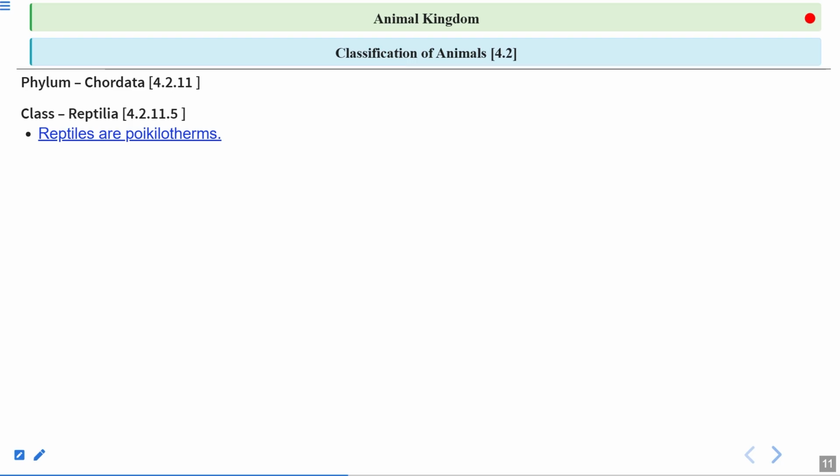Reptiles are poikilotherms. So this is a very, very important term. It means the animals whose body temperature fluctuates with the surrounding. It is not static. As there is a fluctuation of temperature in the surrounding, similarly, we see there is a fluctuation of temperature in the organism as well. So they are considered poikilotherms. They cannot regulate their body temperature as humans can.